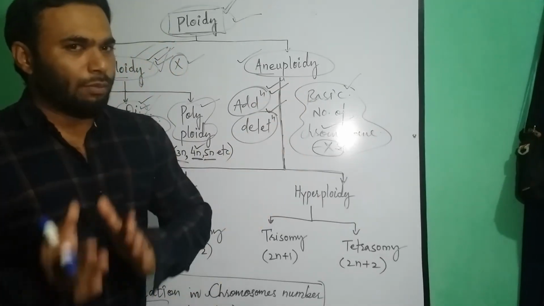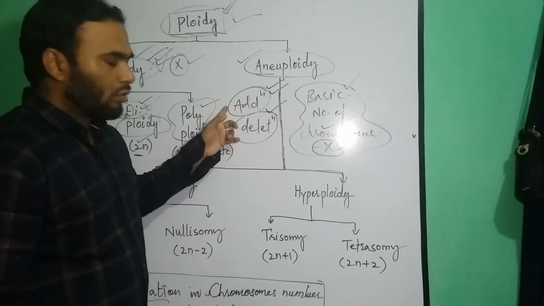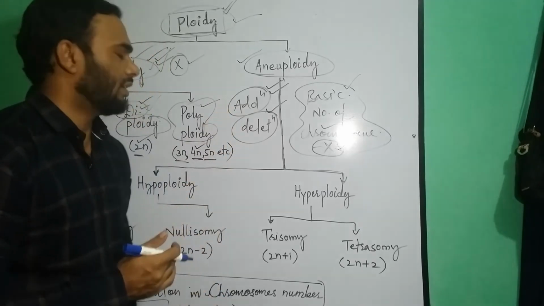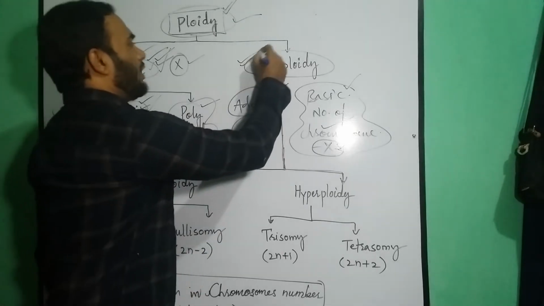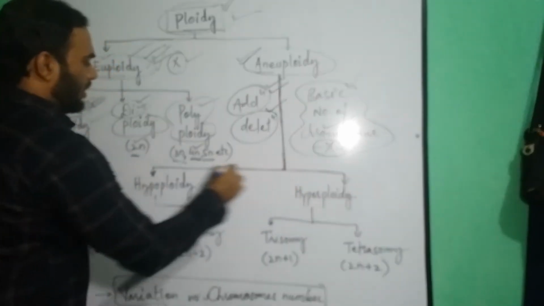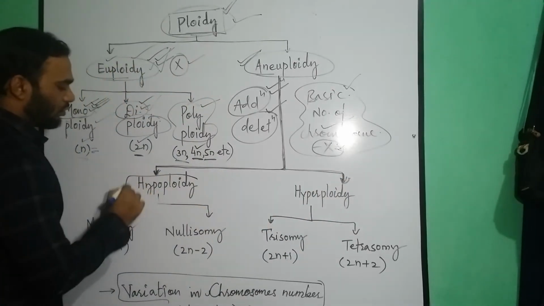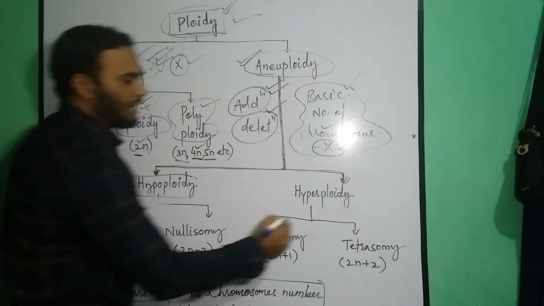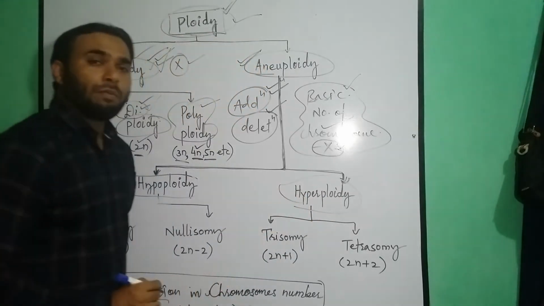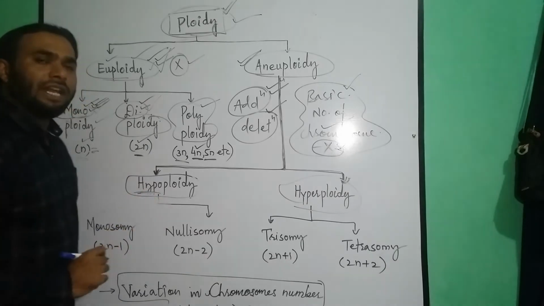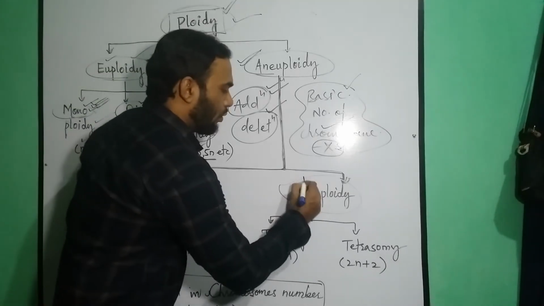One or more chromosomes will be extra, or one or more chromosomes will be less. So this is called aneuploidy. Aneuploidy, dear students, is also divided into two types. One is called hypoploidy and another is called hyperploidy. Now dear students, let me explain. Hypo means less and hyper means more.